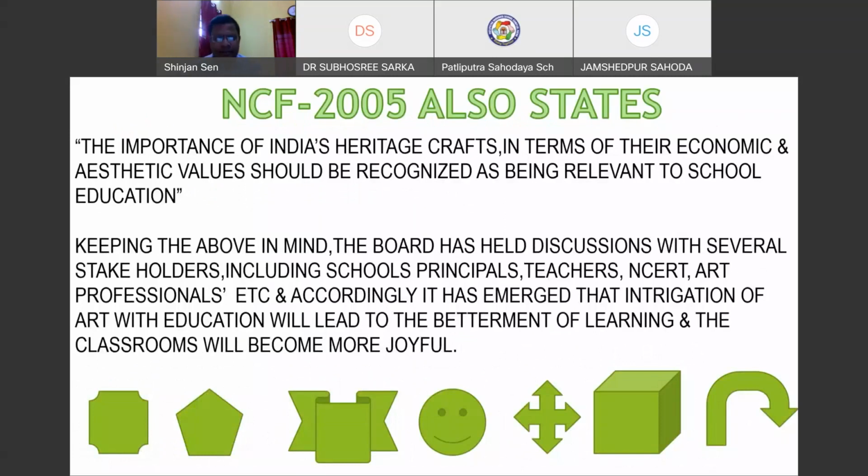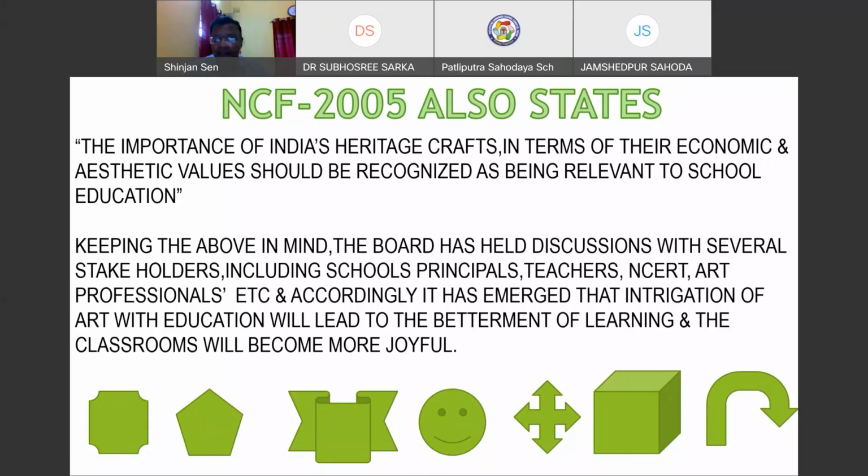NCF 2005 also states what? The importance of India's heritage, crafts, in terms of their economic and aesthetic values should be recognized as being relevant to school education. So NCF 2005 also recommends that the importance of our own heritage, our own culture, our own traditions, our crafts, in terms of their economic and aesthetic values. Economic value is something that we also recognize, because finally it is that value which develops a nation. And aesthetic value should be recognized as being relevant to school education. So school children should understand the value of our heritage, the value of our crafts, and how much they help us in developing the nation.